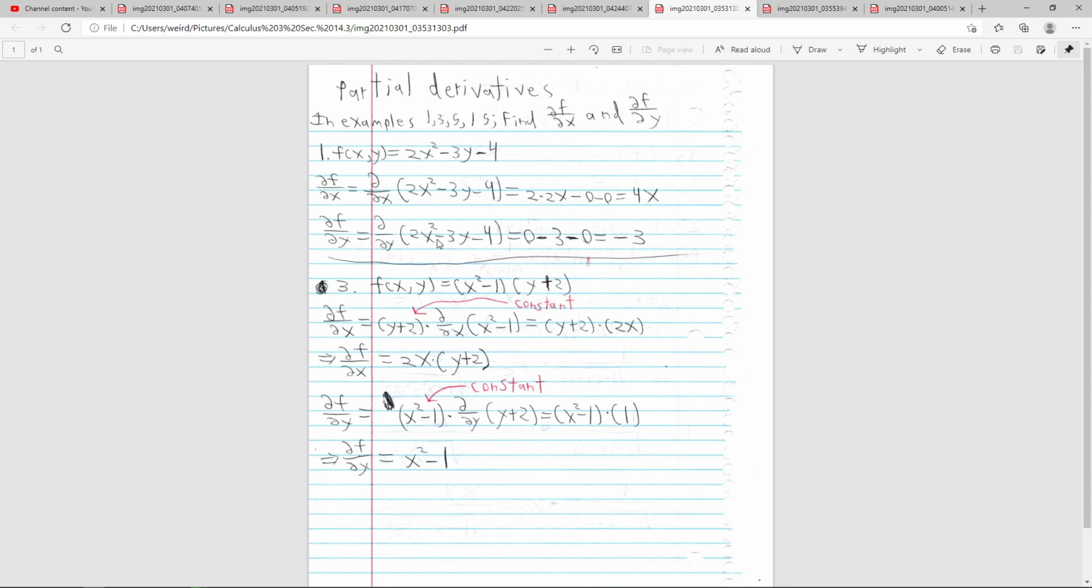And similarly, 2x squared is constant when you take the derivative with respect to y. Minus 3y becomes just minus 3, and minus 4 becomes 0. So you get 0 minus 3 minus 0, which equals negative 3.